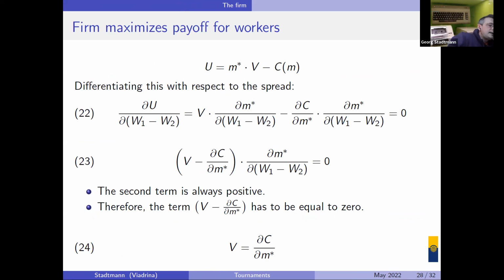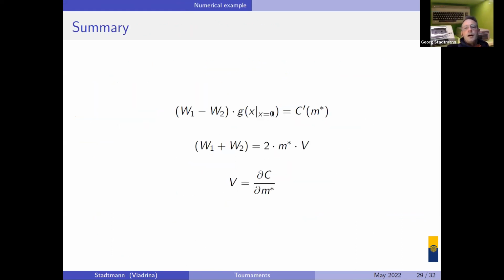Great. I believe that nobody has a question here. So let's summarize the three most important equations of this paper. The first one, the staggering of the price money times the height of this density function is equal to del C del M.